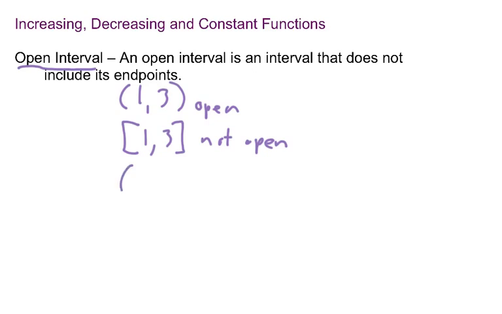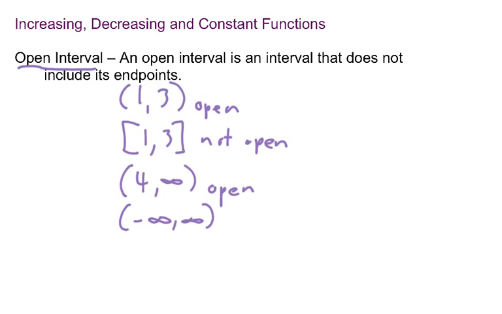Now, what about infinity? Because infinity is not really an endpoint, because it's just the concept of going on forever and ever, an interval that does not include the endpoint on one side but goes to infinity on the other, that would be considered open as well. So that's open, and this is open. None of those are including endpoints.